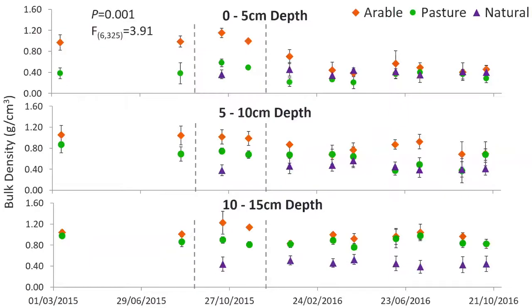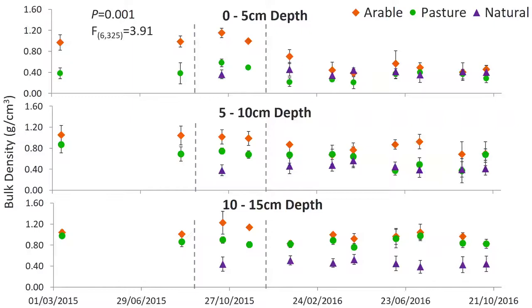Moving on to bulk density, on the x-axis is time, and it's split into three phases. Initially, it's before it got flooded. In the middle is while it was fully saturated and not draining. And at the right-hand side is once our sites started draining and being affected by the tides. This is bulk density, so grams per centimeter cubed. We can see that on the top layer, our two fields started at different points, but over time, they are matching natural conditions.